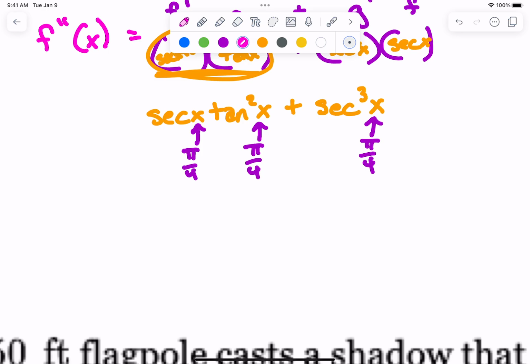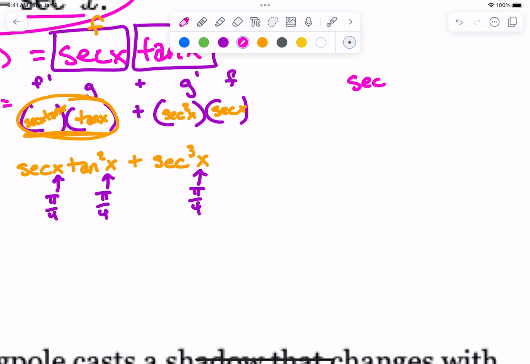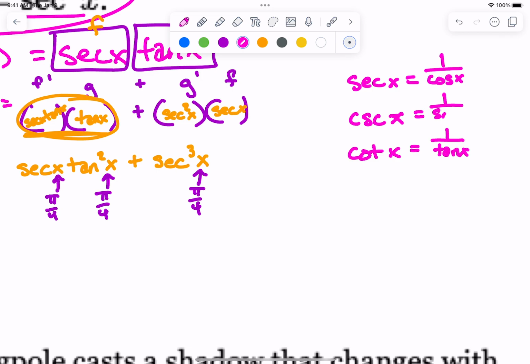Hit second. How do we plug in secant? Cosecant is the same thing as... cotangent is 1 over tangent of x. So when you're typing it into your calculator, you type it in like that. Secant is 1 over cosine. Cosecant is 1 over sine of x. Write that down.